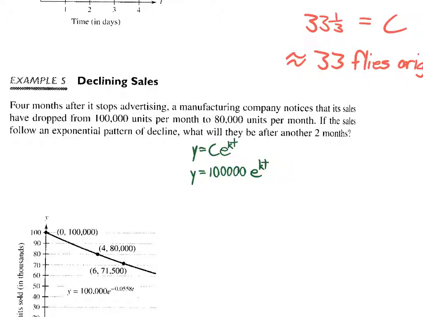Now it says we do know a particular t. It says after 4 months, we're down to 80,000 units. All right? Would t be 60? No, t equals 4. t would be the 4 months, and y is the units per month, so 80,000.